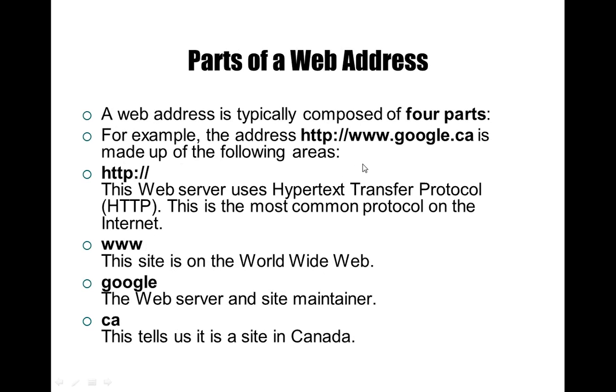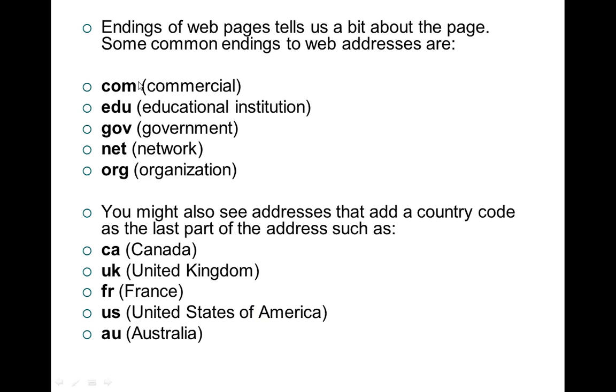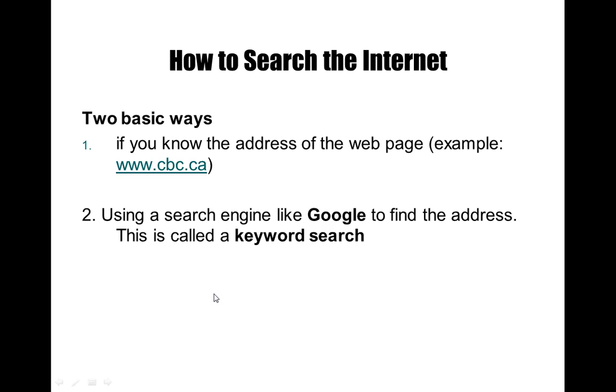Then what is a web address? What are the parts of a web address? This is an example of a web address, and this contains 4 parts. First one is http://, then www, then Google, then CA. These are the multiple endings of the web address, that is .com, .edu, .gov, .net, .org. We can also specify the country code, that is .ca, .uk, .fr, .us, and .au.